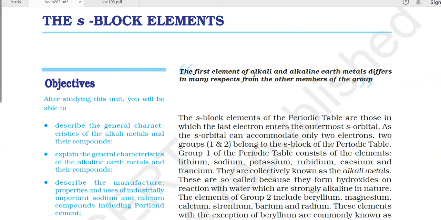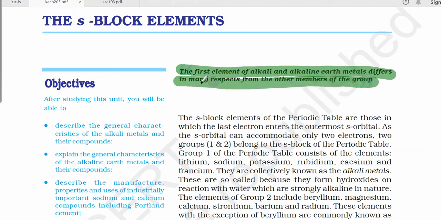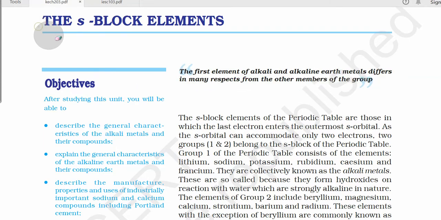The first element of the alkali and alkaline earth metals differs in many respects from other members of the group. This is the first statement stated in your NCERT book for this chapter: the first element present in the group of alkali or alkaline earth metals, which are the first group and the second group of our periodic table, differs in many respects from the other members of the groups. So with this, let's start this chapter.